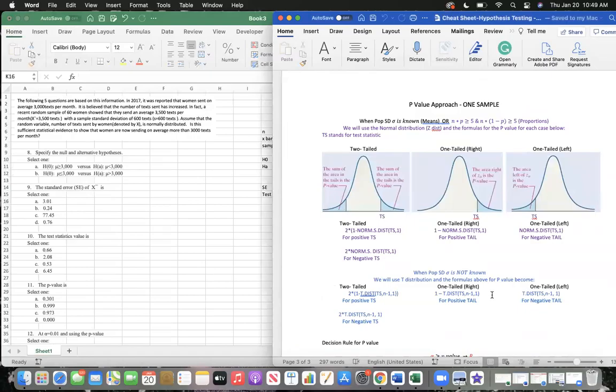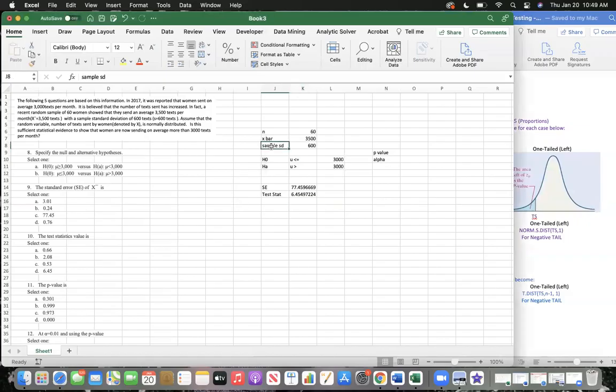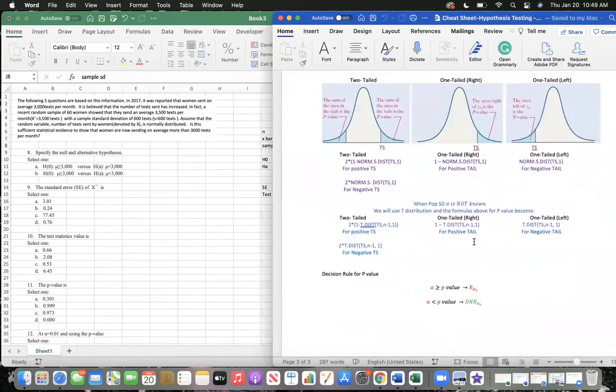Now, remember how I said we have to pay attention to whether we have population standard deviation or sample standard deviation? Here's where that comes in. This formula right here will be used if we have population standard deviation. But since in our problem we have sample standard deviation, we are going to be using this formula. So when population standard deviation is not known, also meaning if we have sample standard deviation, this is what we're using.